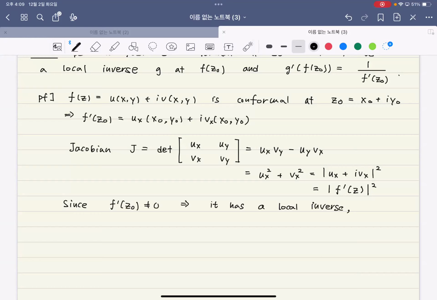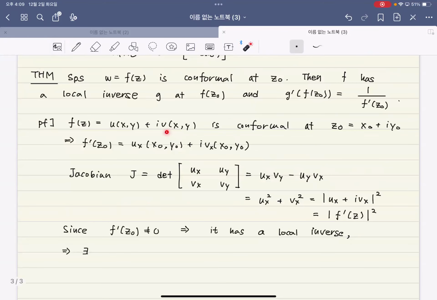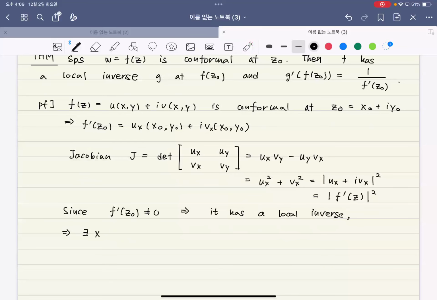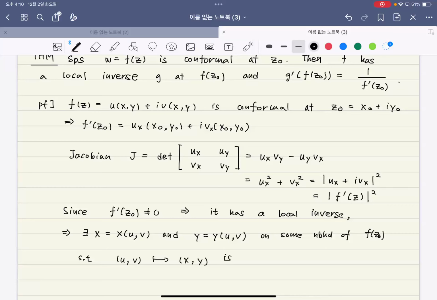Now I will need to describe this local inverse. My original function is u and v, so the inverse function must be x, depending on u and v, and y, also depending on u and v, on some neighborhood of f of z0, such that this assignment is the local inverse of f.